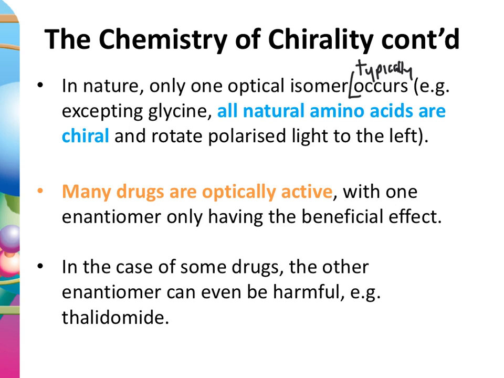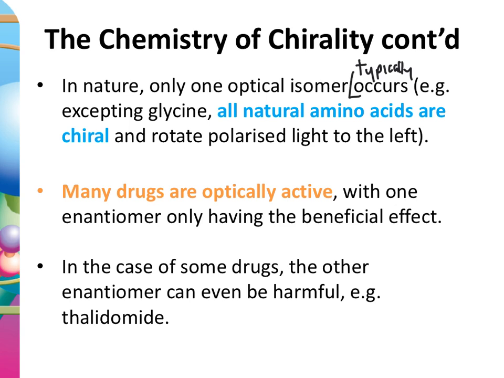You did amino acids, certainly at GCSE, so the idea that proteins were made up of amino acids. Well, it turns out that all of those amino acids, except for glycine, are chiral. So there is actually the potential for two optical isomer versions of those amino acids, but in fact only one of them will ever occur naturally. That is with the exception of glycine, and the reason glycine is an exception is because it doesn't actually have a chiral carbon. That's because the carbon that would be chiral has two hydrogens attached. Glycine is the simplest amino acid.